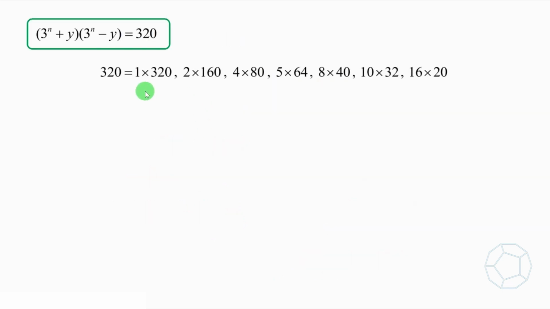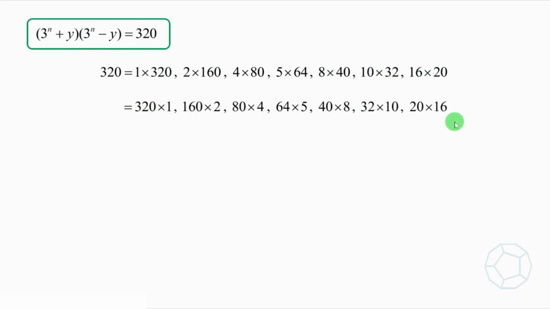The following are all 7 possibilities for (3 to the power n plus y) times (3 to the power n minus y). If we reverse the order of the two factors, there are another 7 combinations. However, if we solve for the n first, then it is not necessary to reverse the order.